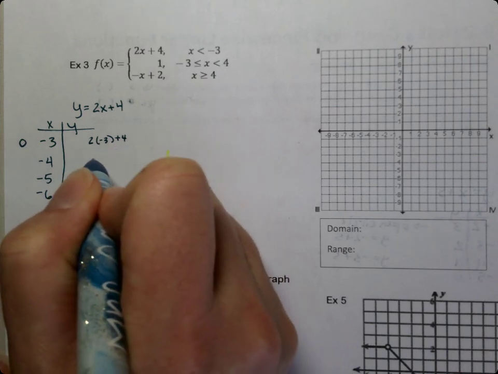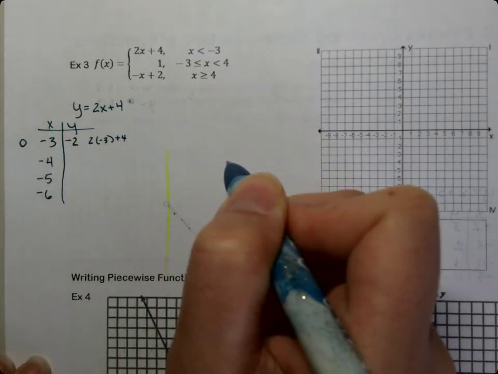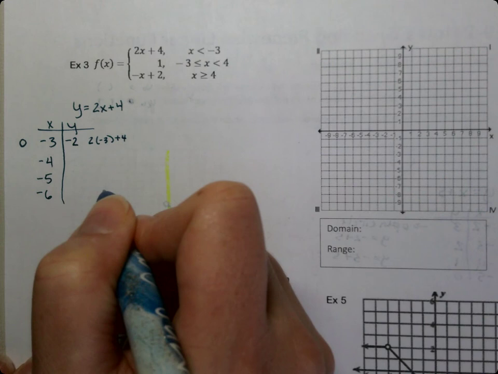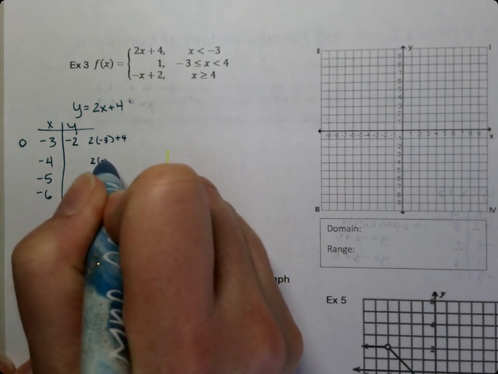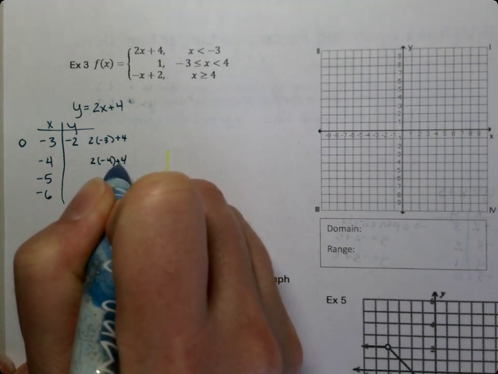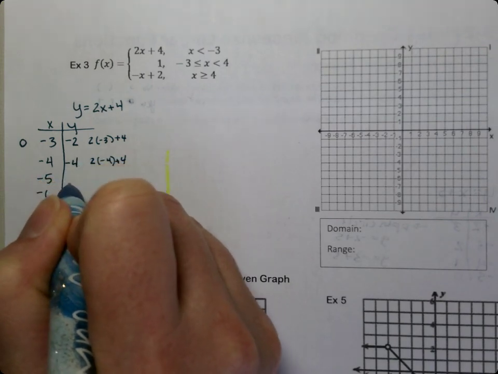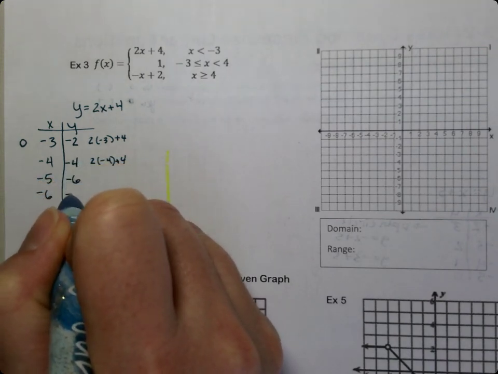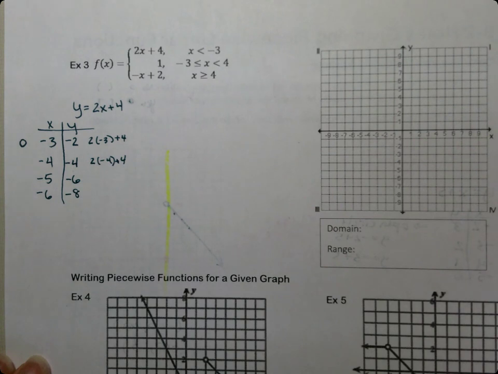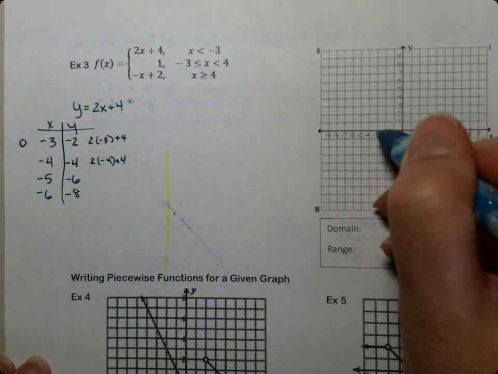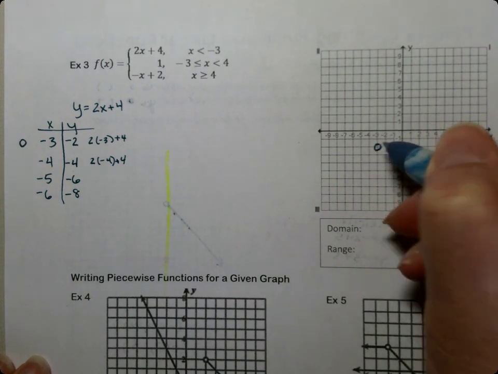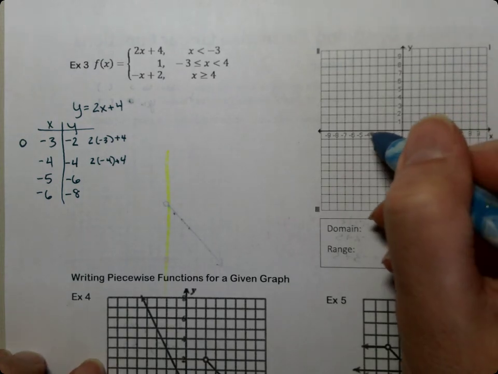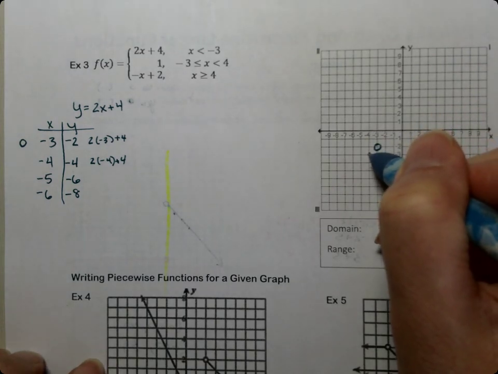Okay, take -3, plug it in. That's -6 plus 4, which is -2. Take -4, plug it in. So that's all we're doing. Yep. -5 should be -6, and -6 is -8. So go ahead and graph it. -3, -2 with an open circle. Don't forget that.